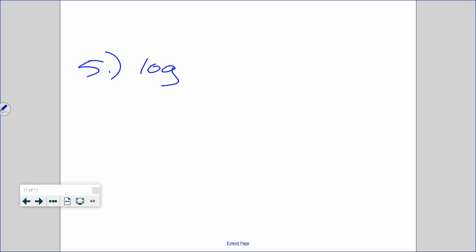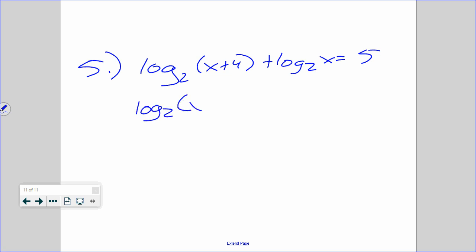Log base 2 of x plus 4 plus log base 2 of x equals 5. We want to write it as one log. It's addition, so how do we combine them? Multiplication. So x plus 4 times x equals 5. How do I get rid of the log base 2?